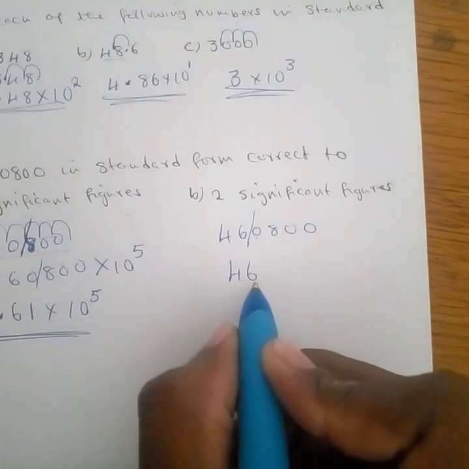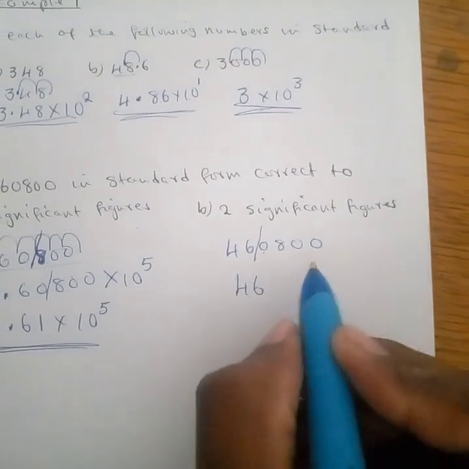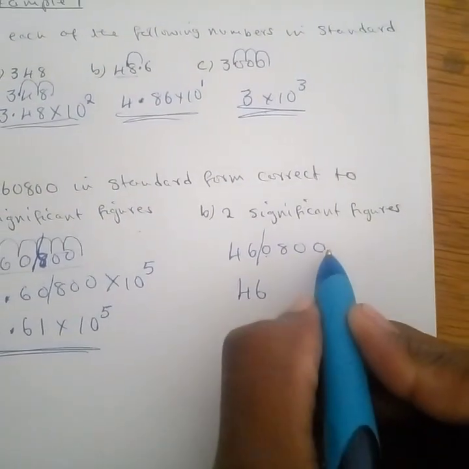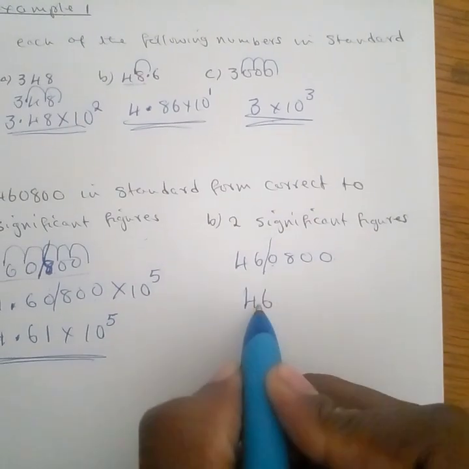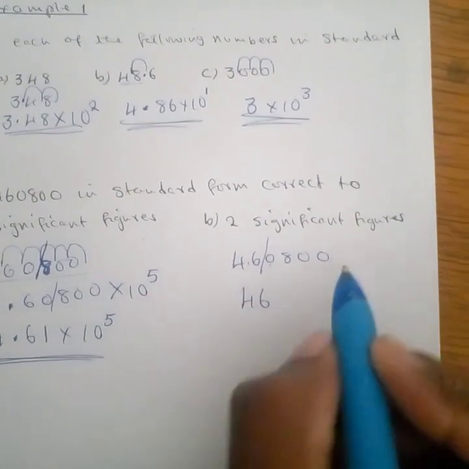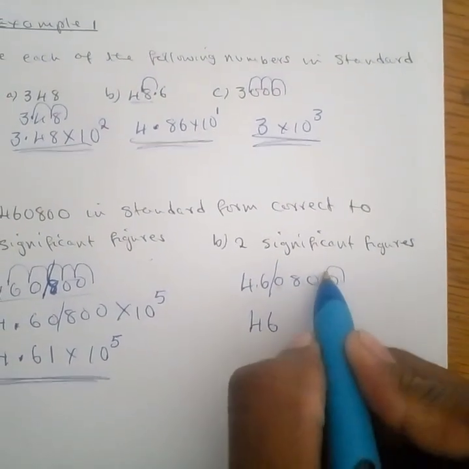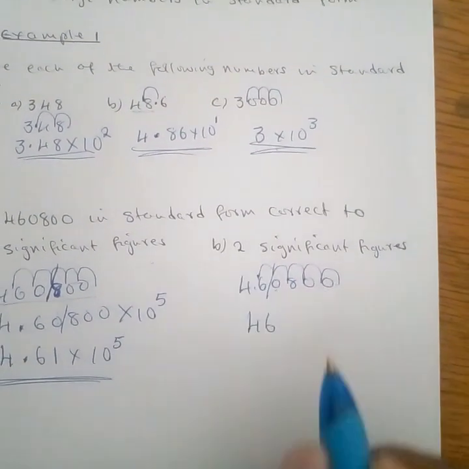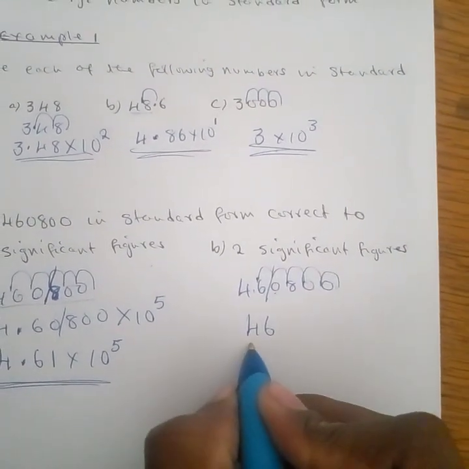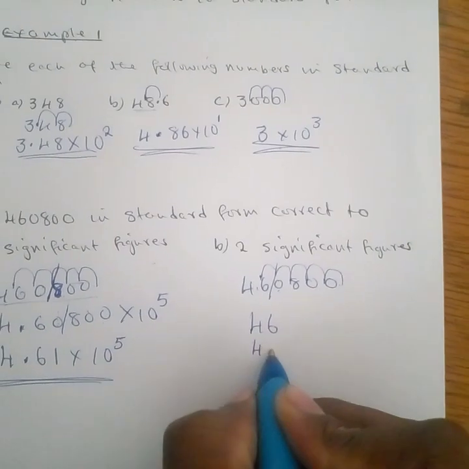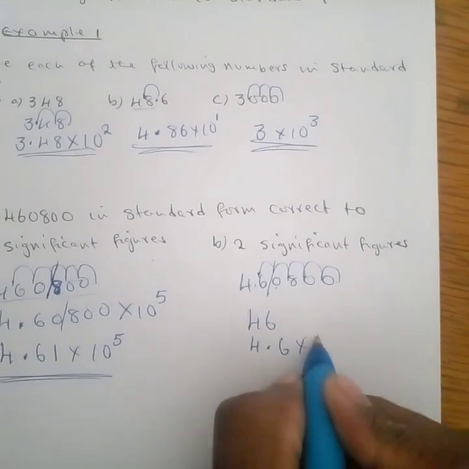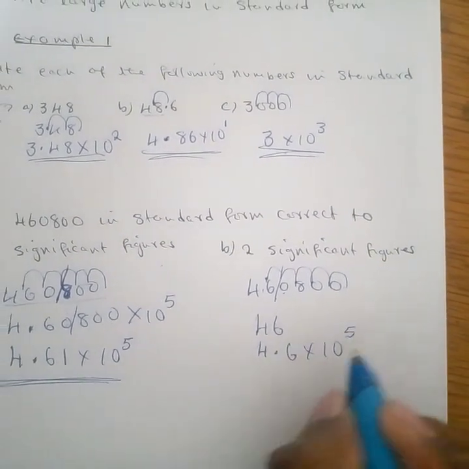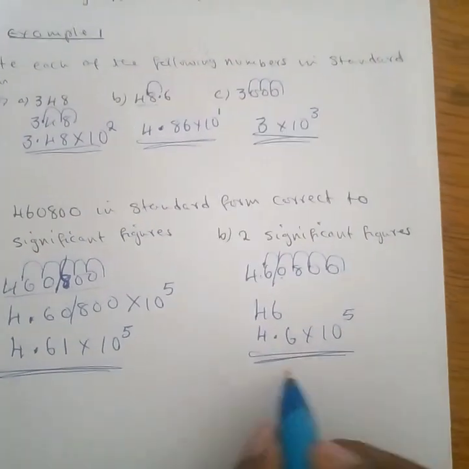So to write it in standard form, we need to move now. How many times are we going to move from here all the way to where the decimal point will be here? 1, 2, 3, 4, 5. 5 times. So it will be 4.6 times 10 to the power 5. Okay, so this now is in standard form.